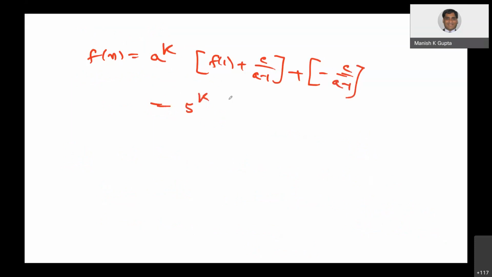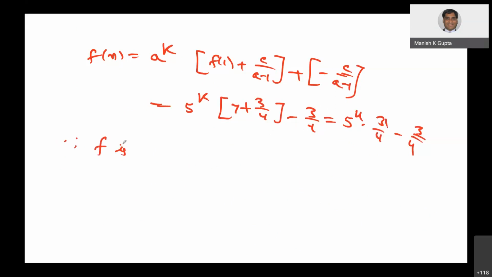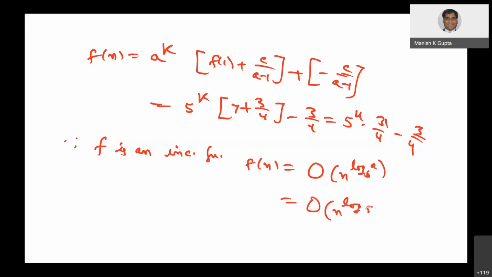Simplification will yield 5 raised to power k times (7 plus 3 by 4 minus 3 by 4), which is equal to 5 raised to power k into 31 by 4 minus 3 by 4. I hope I'm doing these calculations right, but you can check. Since f is an increasing function, this is given, then f of n is equal to big O of n raised to power log b base a, which is big O of n raised to power log 5. So we can estimate this, right?